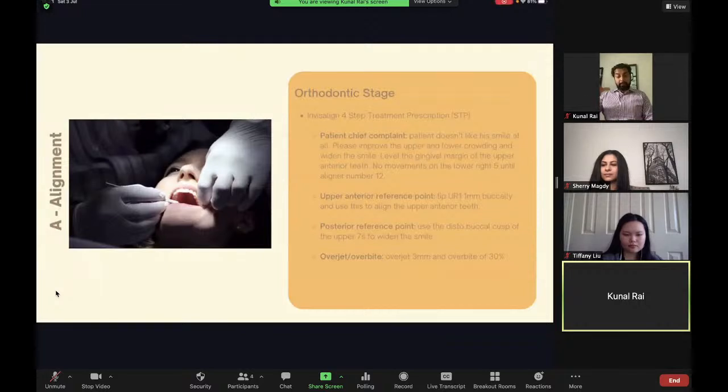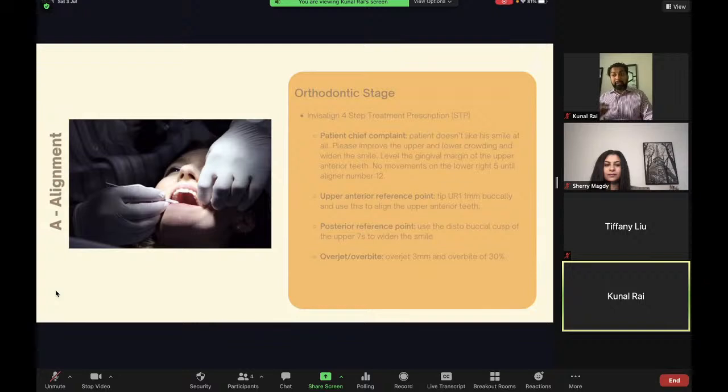Now, coming back to the treatment. The advantage of doing a PG diploma is I know now how Invisalign works. I just don't rely on the technician telling me, based on computer simulation, this is what can be achieved. I tell them what I want. So I do a 4-step treatment prescription.